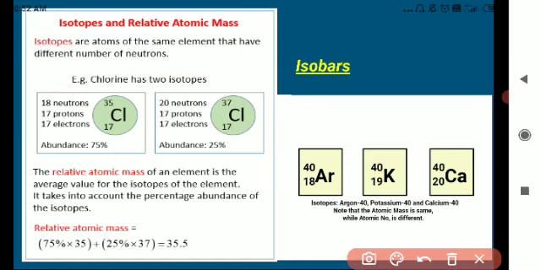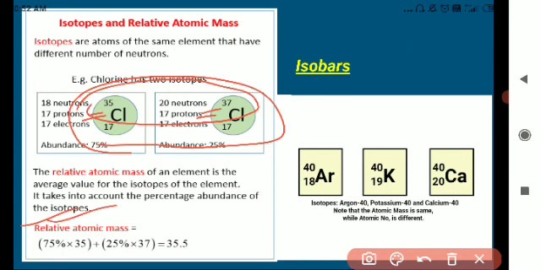So this is for hydrogen. Hydrogen has three isotopes. Chlorine has two isotopes having mass numbers 35 and 37. Actually, we always write the mass number of chlorine as 35.5. Why? Because it is actually the average of these two.